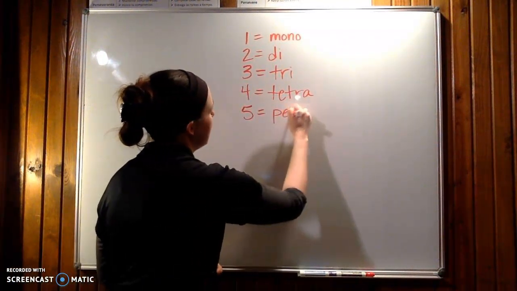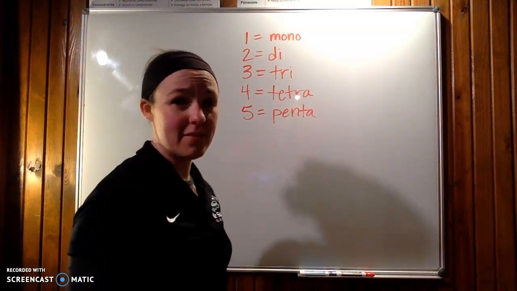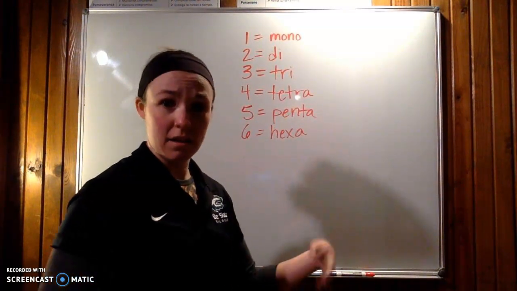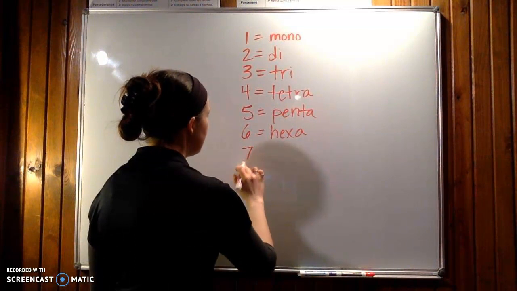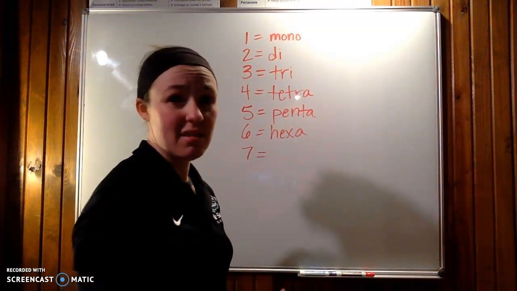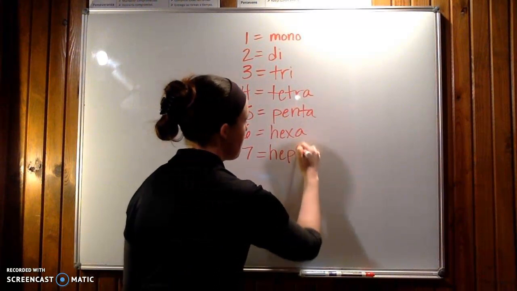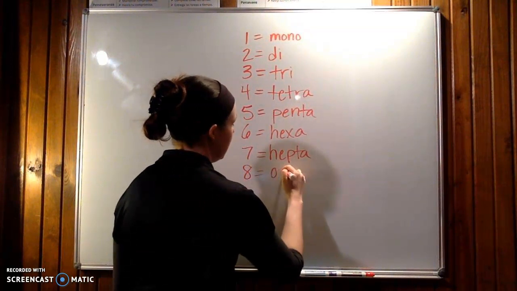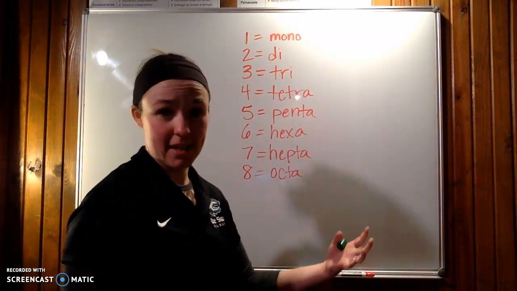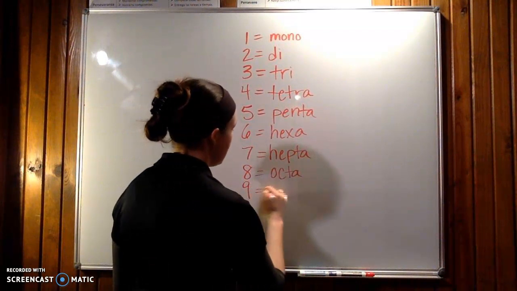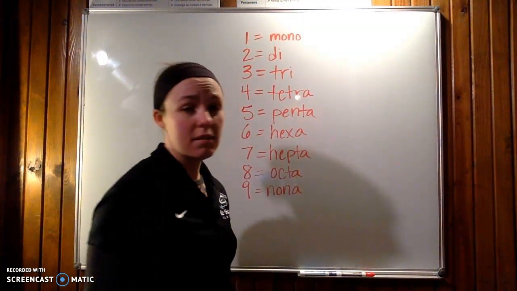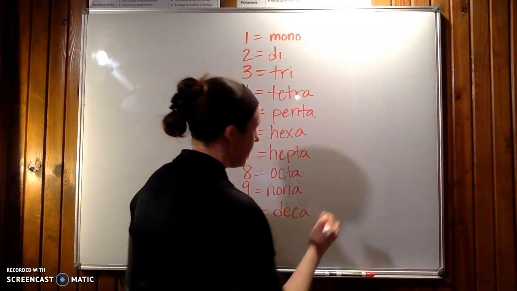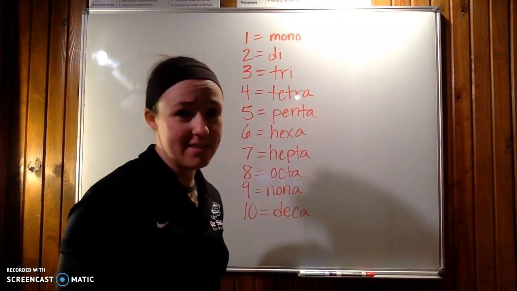5 is penta, like a pentagon has 5 sides. 6 is hexa, hexagon, 6 sides. 7, usually I get septa. It's actually hepta with an H. Don't know why, it just is. 8 is octa, as in an octagon, 8 sides. 9 is nona, nonagon, 9 sides. 10 is deca. Decade, 10 years, decagon, 10 sides.